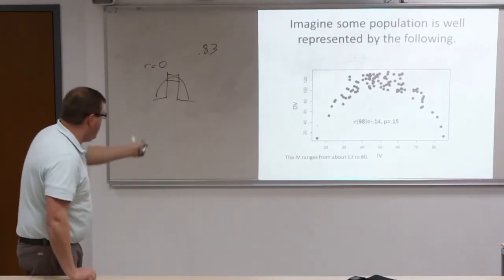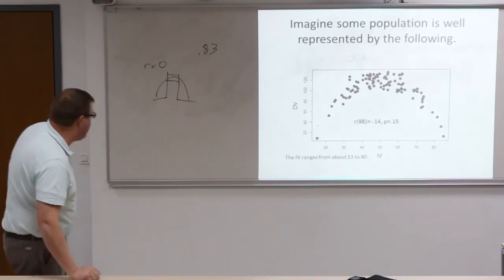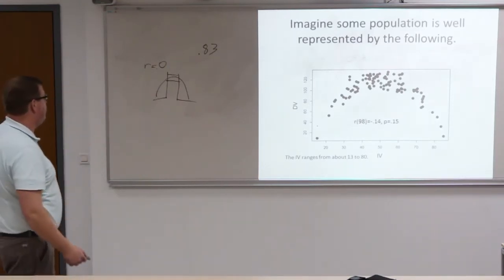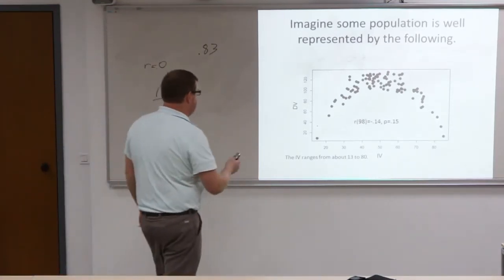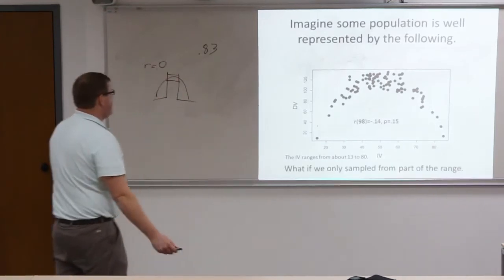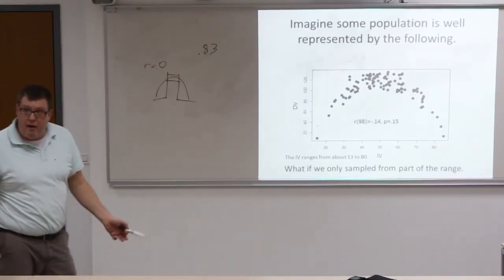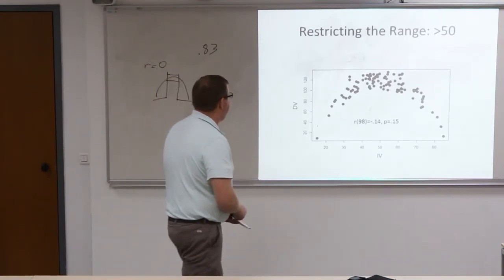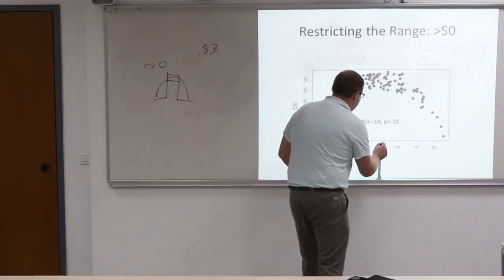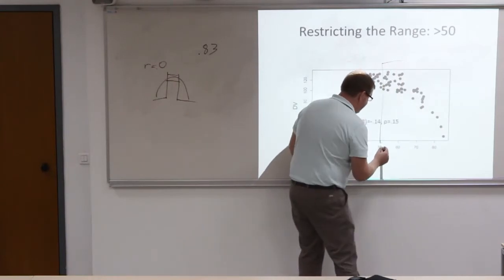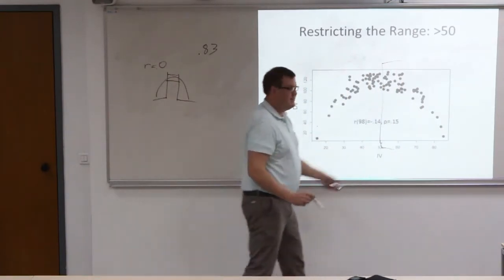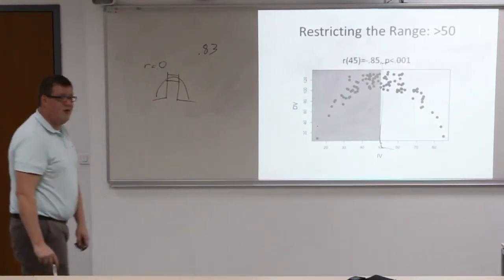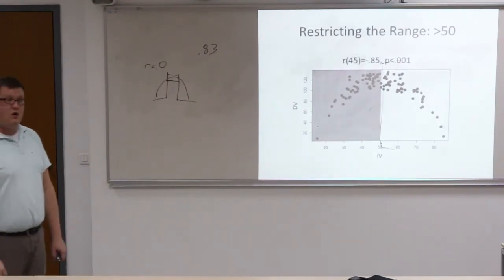All right. Again, we have about the same range of the independent variable. The range of the dependent variable has changed a bit. But let's see what happens if we only sample from part of that range. Okay, so let's do it. Restricting the range to above 50. I'm going to try to do it right this time. So this should be all of this, right? Ooh, it's a very strong correlation.